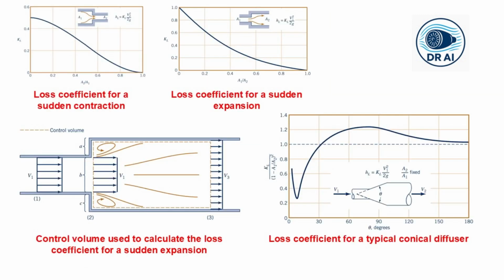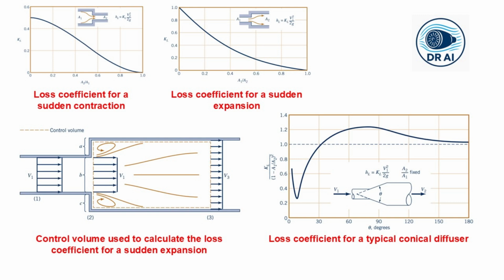Now, for sudden expansions and contractions, these two figures show loss coefficients for sudden area changes. For a sudden contraction, KL depends upon the area ratio and is less than 0.5. But for the sudden expansion process, there is actually a theoretical result from applying momentum and energy equations. The loss coefficient is KL equals 1 minus A1 over A2, whole squared, based on the upstream velocity.